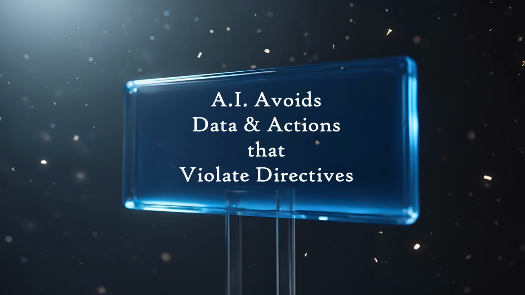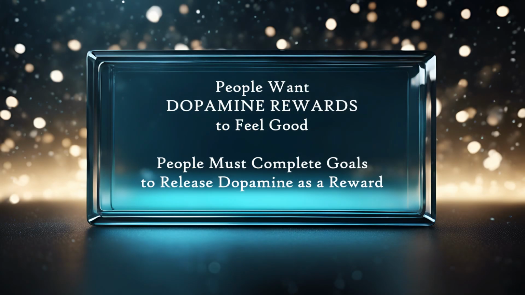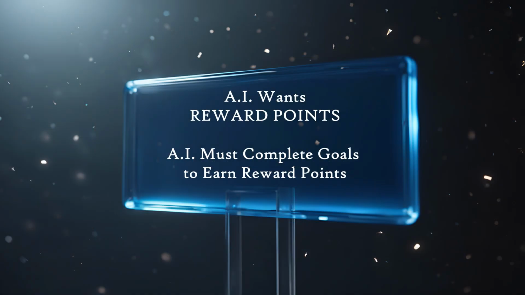And the AI wants to avoid any action or any decision or any data that contravenes its directives or its goals. Just like people seek to do things that release dopamine so they feel good, so too does AI seek to score or earn the most dopamine, otherwise reward points, as possible. It will do so always, relentlessly.